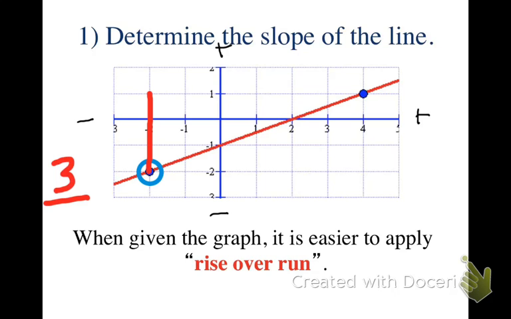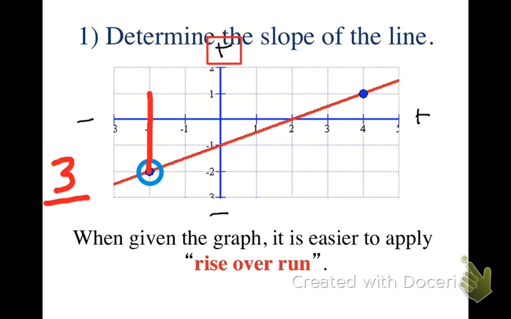The run is always left or right. Now, you'll notice I put a positive 3. The reason I put positive 3 is because as I move up, my y values get more positive. So if I move up, my y values get more positive. I'm going to use a positive number.